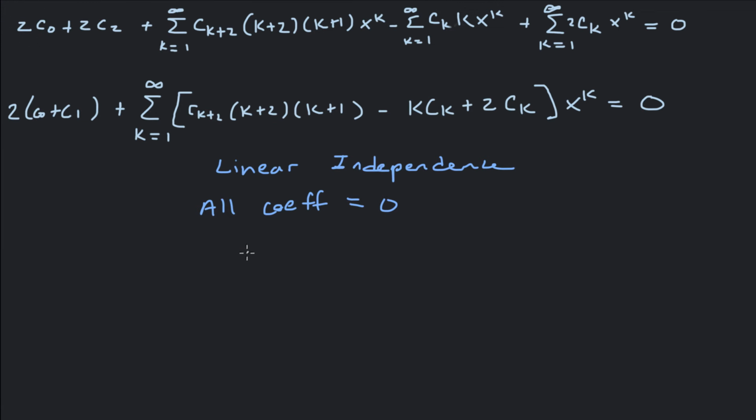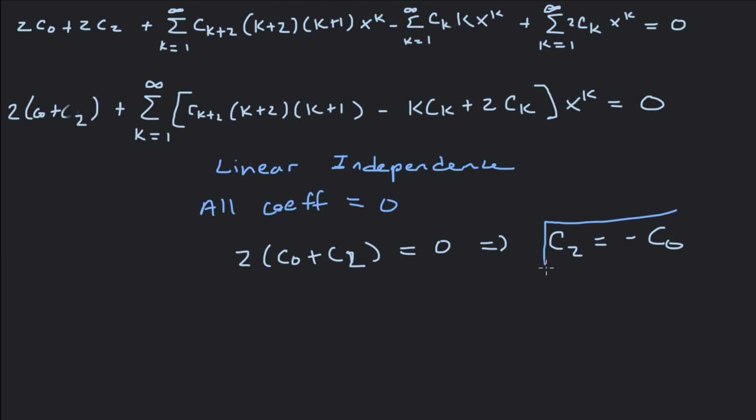So that's going to tell us that 2 times C0 plus C1 equals 0. Well, that should have been a C2, sorry, C2. And so this is a 2. So that tells us that C2 is equal to negative C0. So we got a relationship right here. We want to keep that in mind for later. But C2 is equal to negative C0.